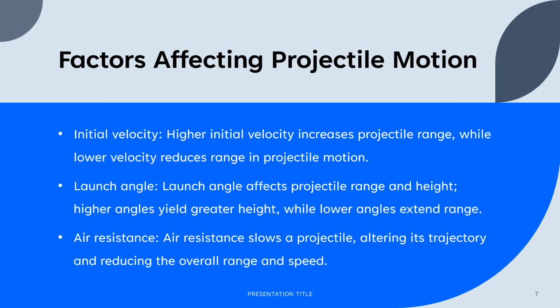And just some factors affecting projectile motion. First one is initial velocity. The higher initial velocity increases projectile range, while lower velocity reduces range. Then we have launch angle. The launch angle affects projectile range and height. Higher angles yield greater height, while lower angles extend range. Then we have air resistance. Air resistance slows a projectile, altering its trajectory and reducing the overall range and speed.